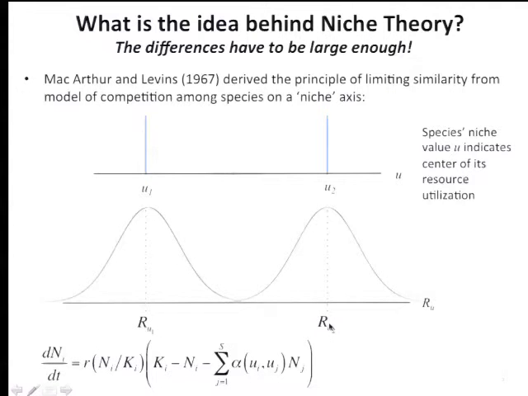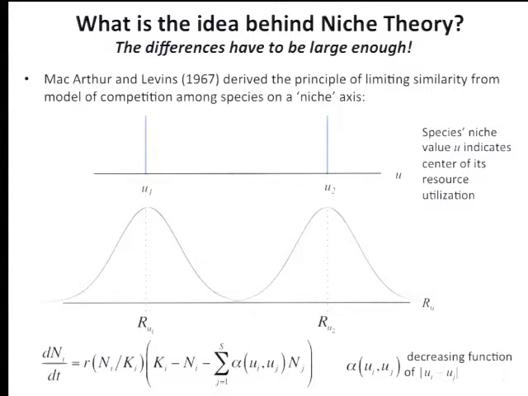Okay, so the model is basically just this Lotka-Volterra model. You can take this limit of fast resource dynamics and get a model like this. But here the alpha competition coefficients depend on the niche values. And in particular, they're a decreasing function of distance on the niche axis. The farther away you are, the less you compete.